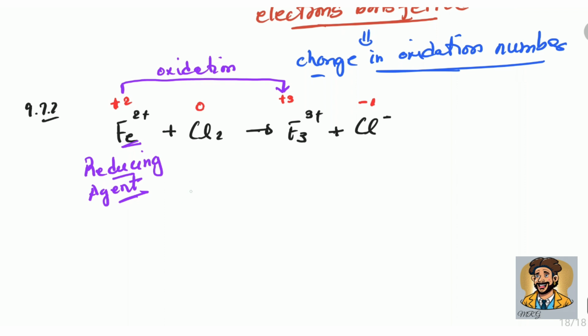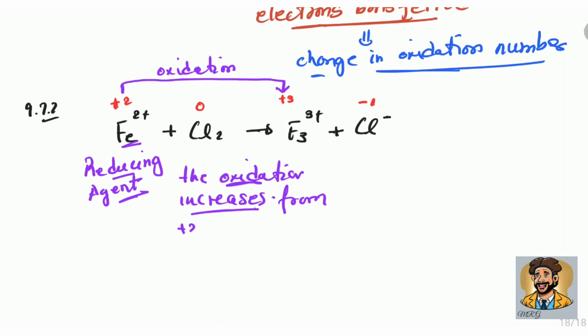All right, so you can write here the oxidation number increases. There we go. And that is the answer. From, if you want, from positive 2 to positive 3.